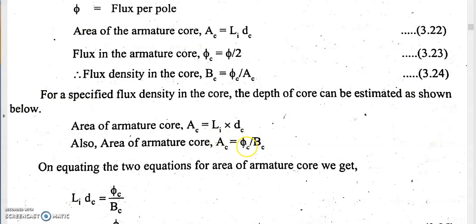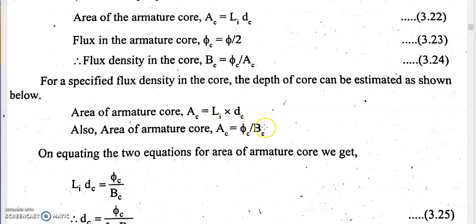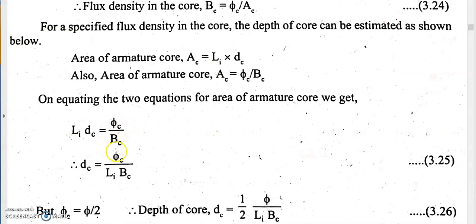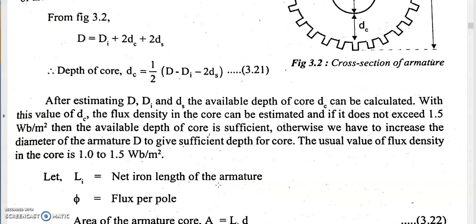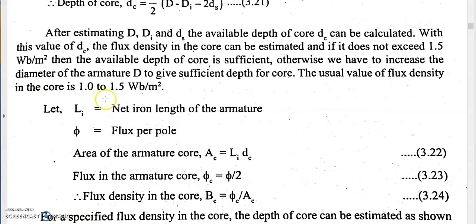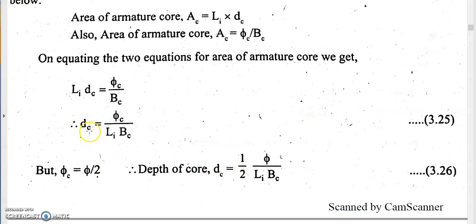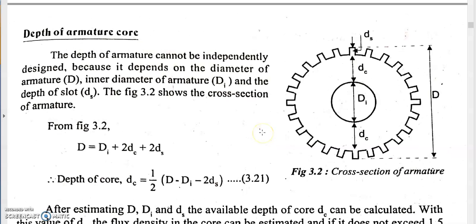The flux in the armature core is 50% of the flux per pole, that is phi c is phi by 2. So phi c and Bc are known, so we are calculating the area of the armature core. The area of the armature core, phi c by Bc, that is flux by flux density, is also equal to La into Dc. So from this we can calculate the depth of the armature core, and then we will be verifying the preferred value of the depth of the armature core, whether the flux density is not exceeded. This is the design procedure of the depth of the armature core.